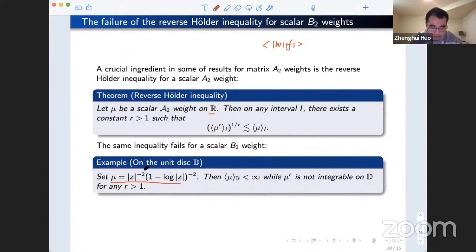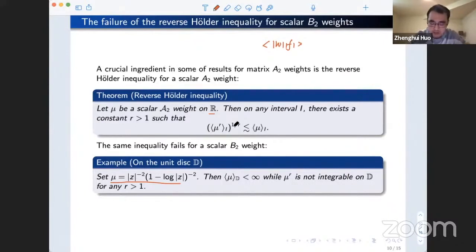However, I set it up in a way so that this function is still integrable on the entire disk, while if you raise the power of this weight by a little bit, then immediately it becomes not integrable. Therefore, if you look at a similar inequality right here, on the right-hand side, it's always going to be something that is finite, while on the left-hand side, you're going to get something that blows up, which will fail this inequality.